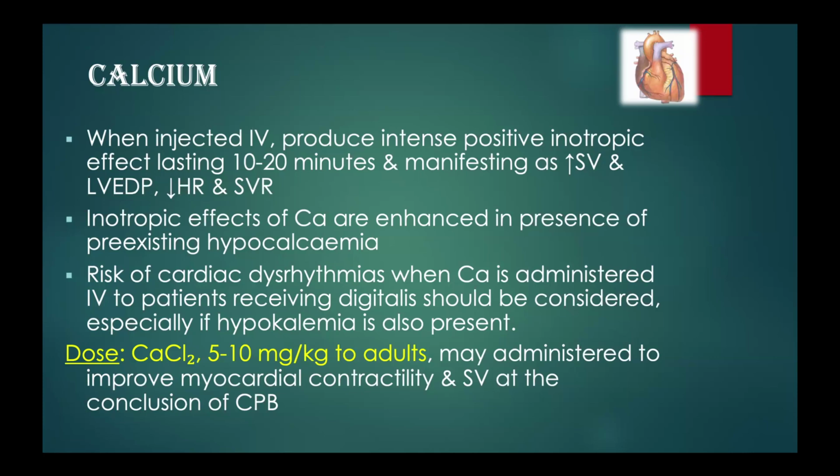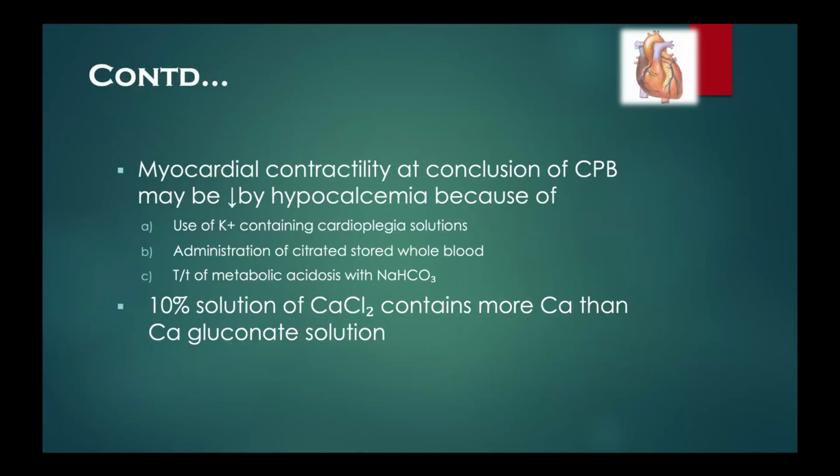Inotropic effects of calcium are enhanced in the presence of pre-existing hypocalcemia. It is given at a dose of 5 to 10 milligrams per kg to adults, and may be administered to improve myocardial contractility and stroke volume at the conclusion of CPB. Myocardial contractility at conclusion of CPB may also be reduced by hypocalcemia because of the use of potassium containing cardioplegic solutions, administration of citrated stored whole blood, and treatment of metabolic acidosis with sodium bicarbonate.